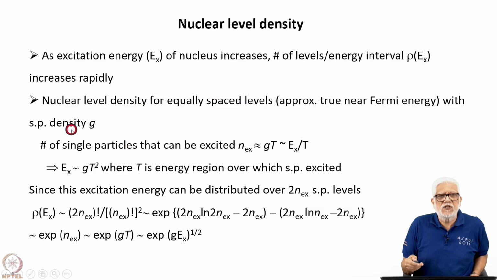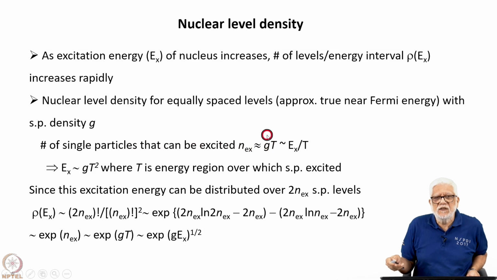So this can be calculated for equally spaced levels near the Fermi energy. You can calculate the so-called single particle density g, and then you can see how many single particles can be excited. This turns out to be g times T, the single particle level density times the temperature, and that can be related to the excitation energy by the temperature. So this E_x is just g T squared. Since this excitation energy can be distributed over about 2 sqrt(g E_x) single particle levels, it is a combinatorial problem, and you can see that this rho of E_x is proportional to the exponential of 2 sqrt(g E_x).